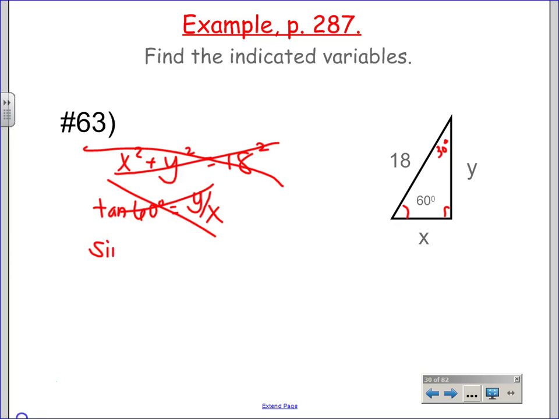But who is a good idea? Sine is great. Because sine of 60 degrees is equal to, you guys tell me the ratio. So, opposite over hypotenuse. Isn't there just one variable in this expression? Nice. Can't we just multiply the 18 on the other side?